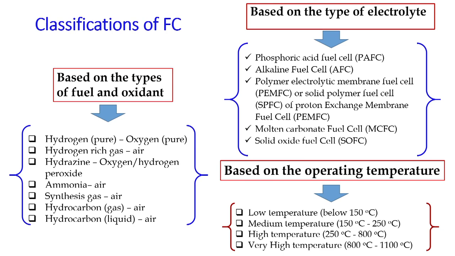If we talk about the classification based on the type of fuel and oxidant used, it may be hydrogen and oxygen, where hydrogen is pure hydrogen and oxygen is pure oxygen. It may be hydrogen-rich gas and air, where some other elements are present along with the hydrogen. In the third case, it may be hydrazine and oxygen or hydrogen peroxide. And we can have ammonia and air, synthesis gas and air, gaseous hydrocarbon and air, and liquid hydrocarbon and air. Here I must mention one thing. Sometimes you can use fuel without any preparation, like hydrogen: if you have it, you can directly use it for power generation through fuel cell technologies. But sometimes, for example with ammonia, first this ammonia has to be converted to hydrogen. Then we can use it in fuel cell applications.